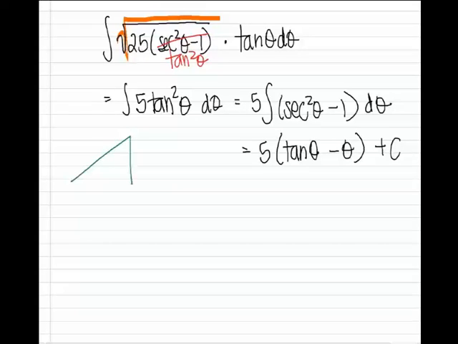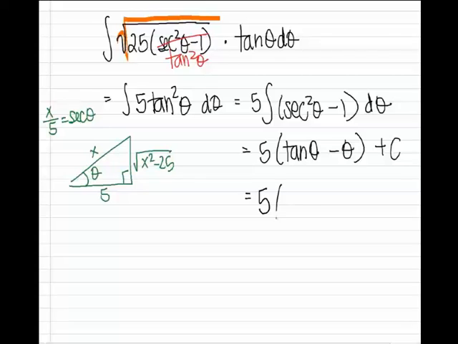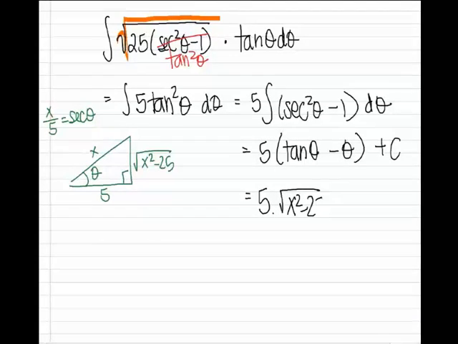That means to draw a triangle in order to back substitute. Our original substitution was x equals 5 secant theta, so that means x over 5 equals secant theta. So hypotenuse over adjacent, and our missing side is the square root of x squared minus 25. So when we back substitute, tangent theta is opposite over adjacent, and I'm going to write this out as square root of x squared minus 25 over 5 minus 5 theta.